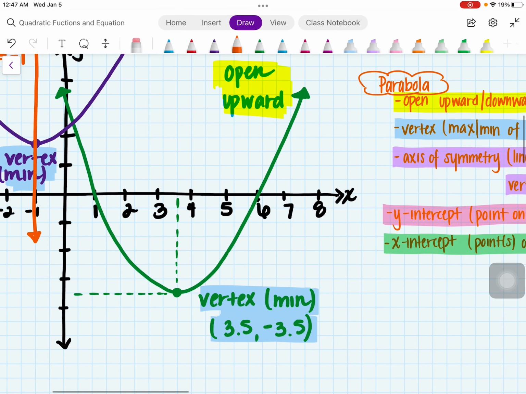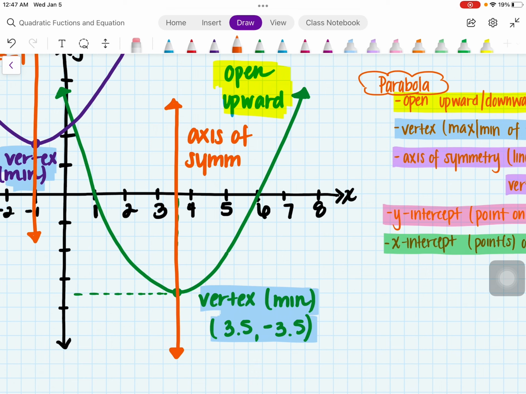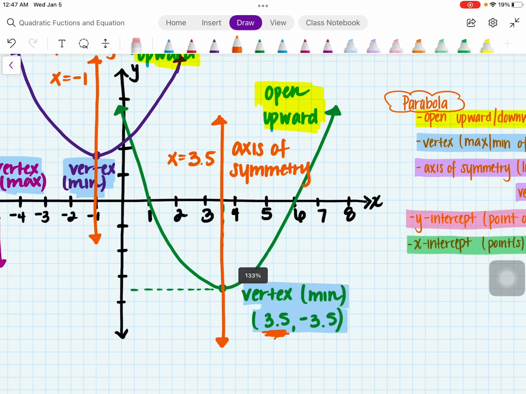And let's go ahead and label the rest. For example, on the green one, the axis of symmetry lies directly down through the vertex. So we go down through the vertex. Once again in orange, that is the axis of symmetry. If I want to find the value of this one, the axis of symmetry is the x value of the vertex, which in this case is a positive 3.5.